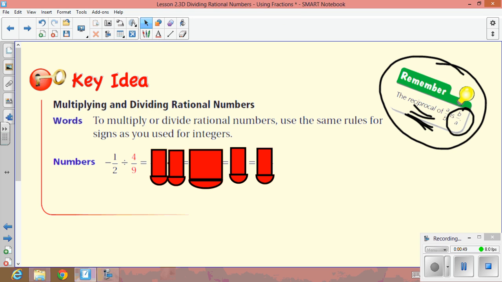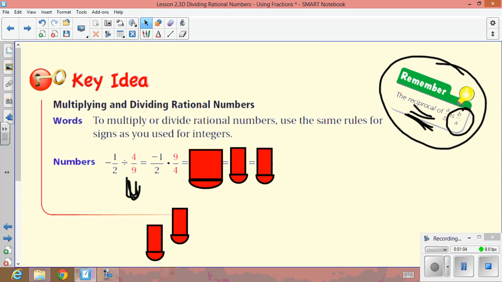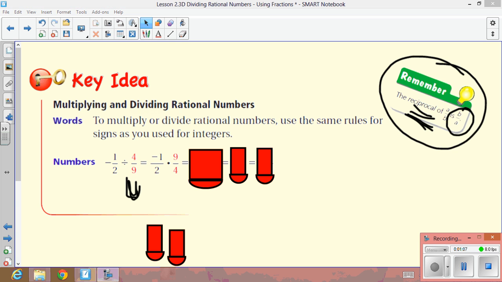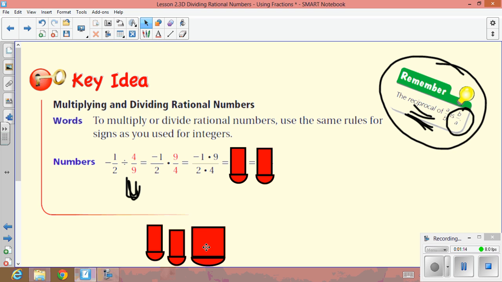So let's take a look here. If we have negative 2 1/2 and we're dividing it by 4/9, dividing by a number is the same thing as multiplying by the reciprocal. So now we multiply straight across. We make one large fraction, put the numerators together, -1 times 9, and put the denominators together to get 2 times 4. We get a final answer of -9/8.